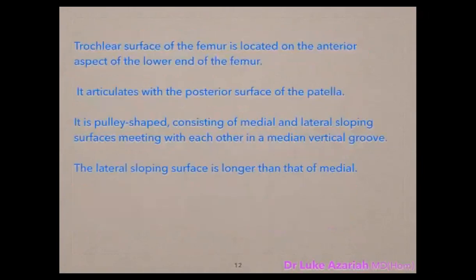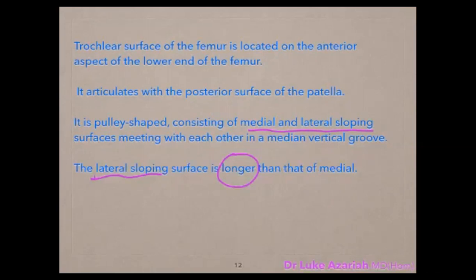Trochlear surface of the femur is located on anterior aspect of the lower end of the femur. It articulates with the posterior surface of the patella. It is pulley shaped, consisting of medial and lateral sloping surfaces meeting with each other in a median vertical groove. We have already seen that the lateral sloping surface is longer than that of medial.